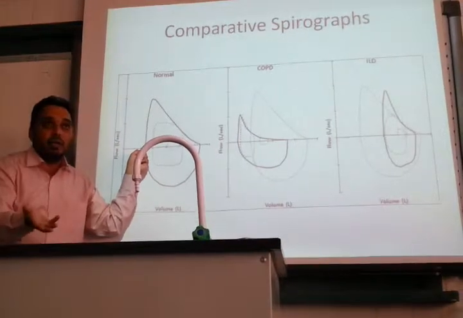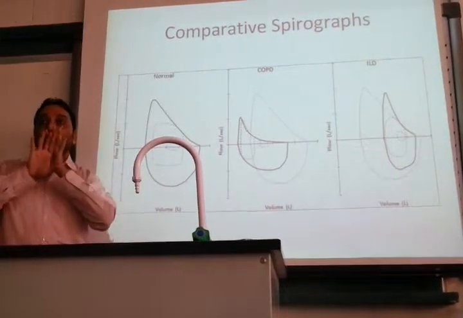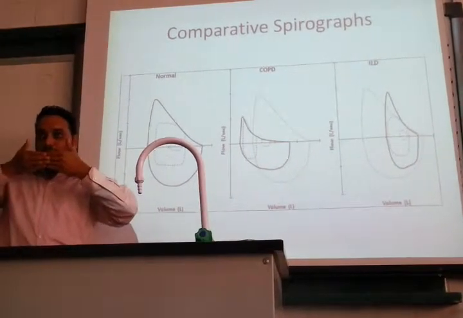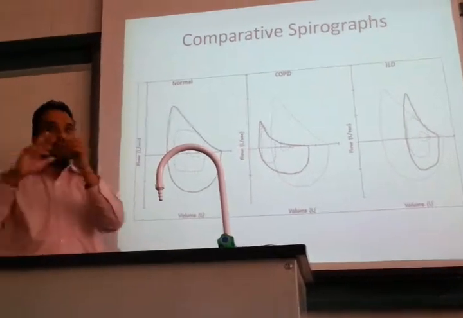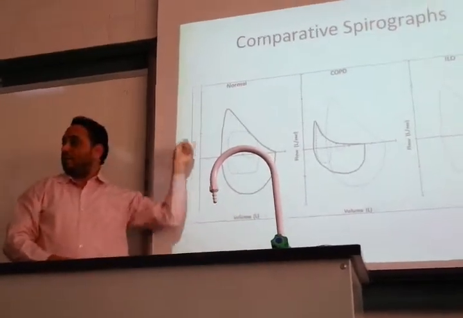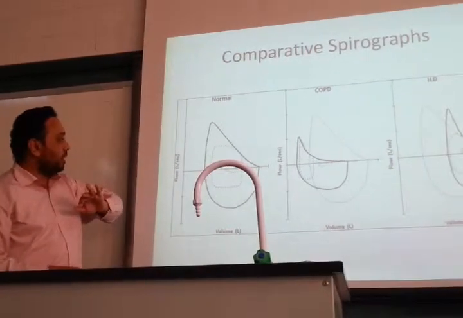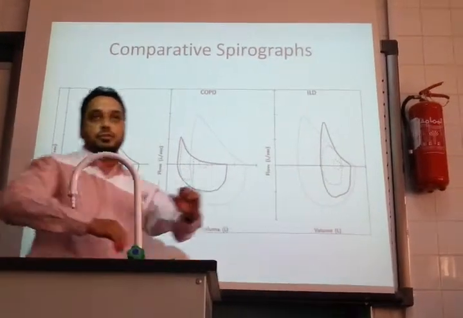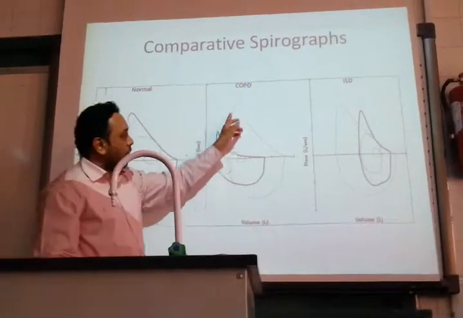When he expires forcefully, it will go up because the membrane is pushed in the opposite direction. When you inspire, the membrane is moving like this. When you expire, the membrane is coming back to its original position and then going towards the opposite side. So that's why the deflection is like this and like that. Get it? Okay, so this is the normal. This is obstructive and this is restrictive. Now it's very easy to compare because this is the normal.